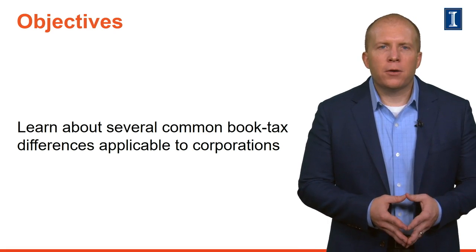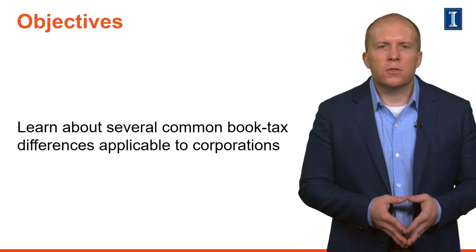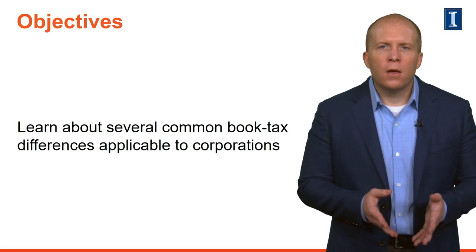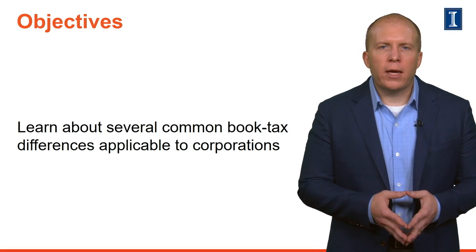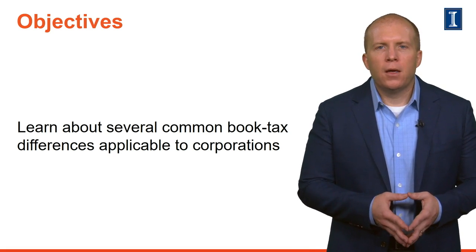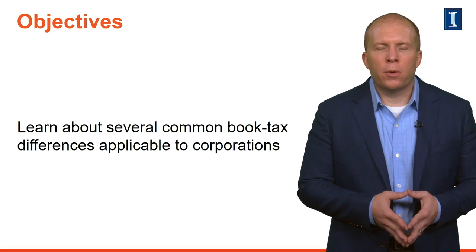There are many items that are accounted for differently for book and tax, largely because the two reporting systems serve diverse objectives. Financial reporting focuses on informing stakeholders, while tax reporting aims to raise revenue for the government. In this lesson, you will learn about several common book tax differences applicable to corporations.